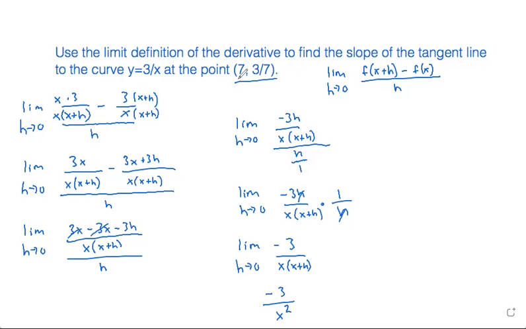In order to find the slope at the point 7, 3 over 7, we need to plug in the 7 for x to find the slope at this point. So the slope at this point would be negative 3 over 7 squared, which is equal to negative 3 over 49. And we can't simplify that, so that would be the final answer.